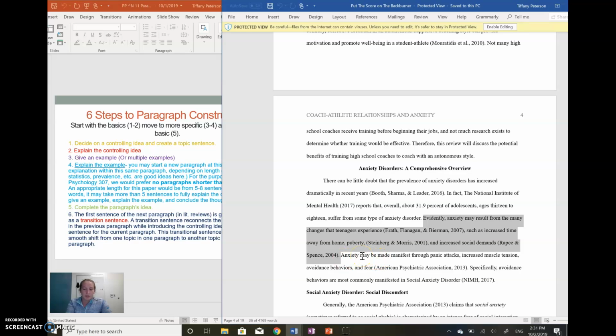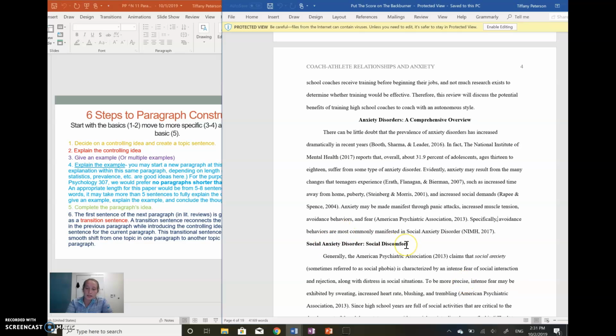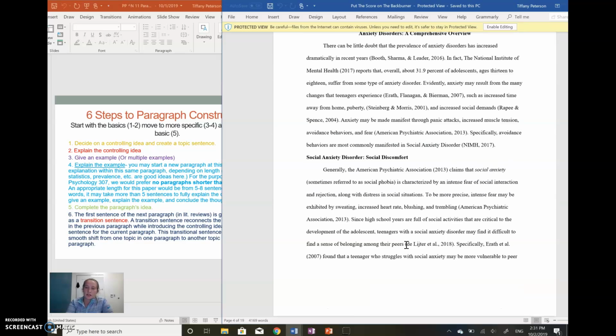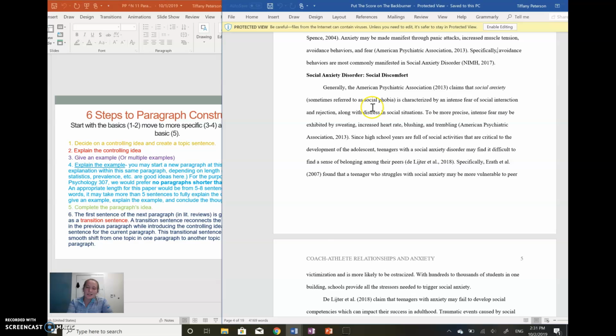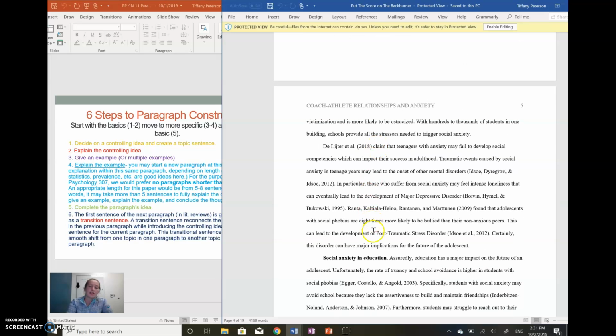And next, I will explain the example. Anxiety may be made manifest through panic attacks, increased muscle tension, avoidance behavior, and fear. And then I'll just finish off with completing the paragraph's idea. Specifically, avoidance behaviors are most commonly manifested in social anxiety disorder. So that is going to lead into my next section, which is social anxiety disorders. And you'll notice that my first heading usually only has one paragraph. And then my second and third level headings will have probably at least 2 paragraphs.